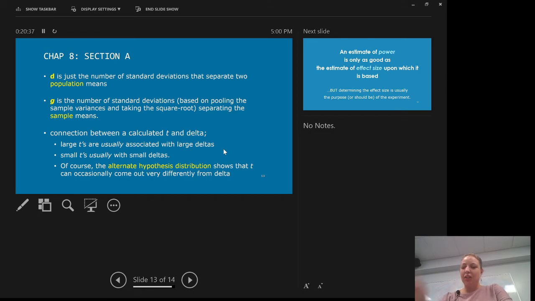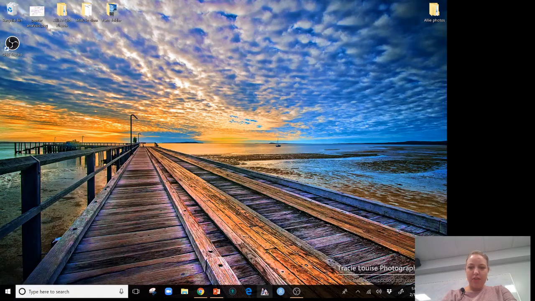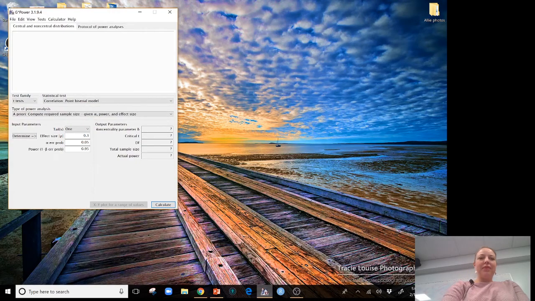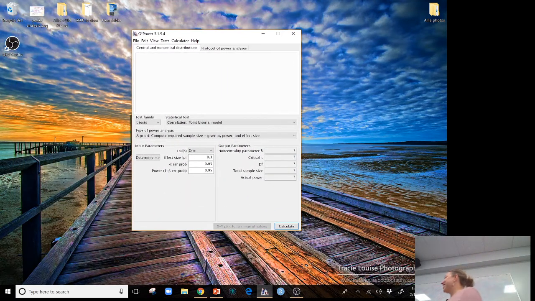So let's go to, the mouse doesn't work. Okay. So, G power. Now, G power is free. Yay! It works on Windows. Yay! It works on Mac. Yay! I cannot make it bigger on my screen. There's no way to zoom it.